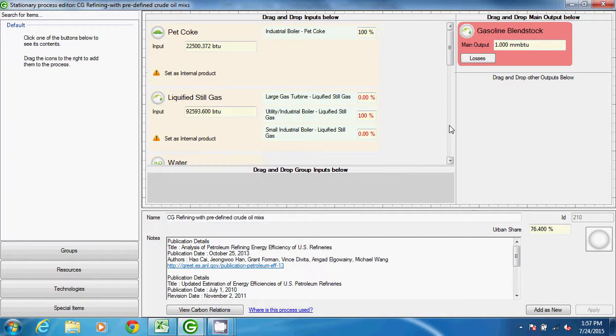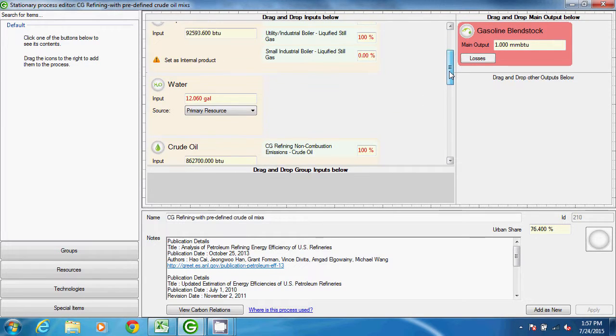The first two inputs are pet coke and liquefied still gas, and they're set as internal products. Internal products are inputs that are produced within the process. In this case, pet coke and still gas are byproducts of the crude oil refining process. They're used for their energy, but they only contribute direct energy and emissions to process totals. The upstream impacts are already accounted for in the crude oil input.